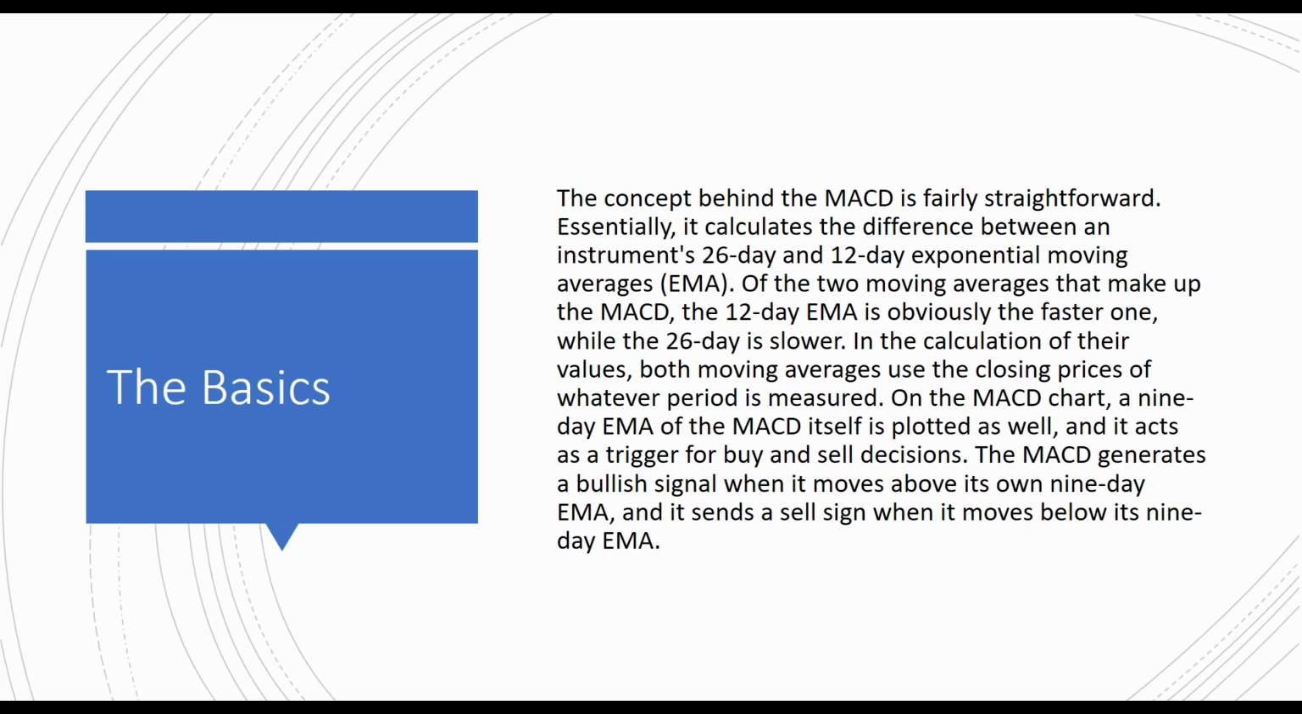Then we take, so that MACD is for this time period right now. Okay. So if we went on our chart and went back 9 of those time periods, and we had 18, 17, 15, 14, 12, 19, we would take those, add them together and divide them to come up with a 9-day MACD. Okay, so on the MACD chart, a 9-day EMA of the MACD itself is plotted as well, and it acts like a trigger for the buy and sell signals.